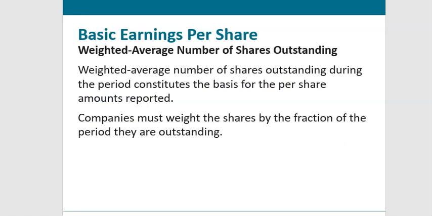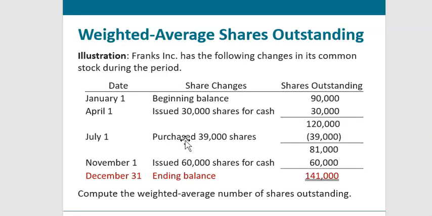What do we do? We take a weighted average, similar to how you would use a weighted average to calculate, let's say, your grade in a course, or any other weighted average. We have to think of how many shares we had at each point in the year, and for what portion of that year, or what fraction of the period, was that number of shares outstanding. Let's take a look at an example.